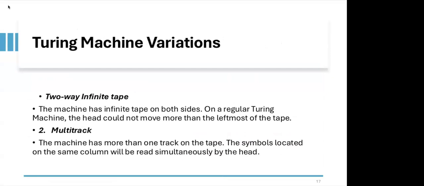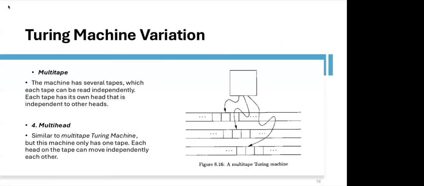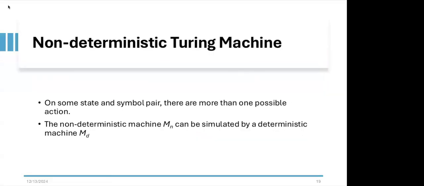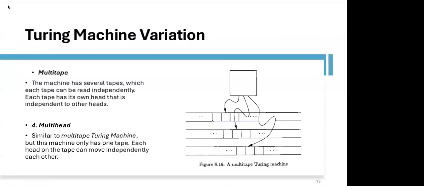These variations of Turing machine are useful when we talk about the non-deterministic Turing machine. In some state and symbol pair, there is more than one possible action. The non-deterministic machine MN can also be simulated by a deterministic machine MD, but not the standard one; it is of the multi-tape type.